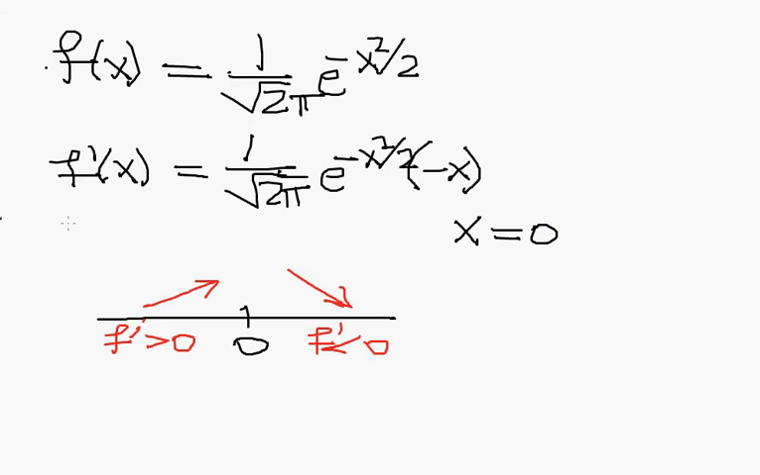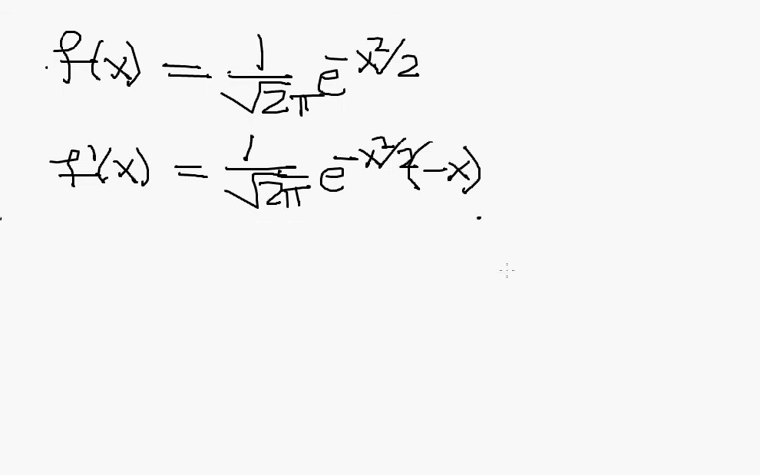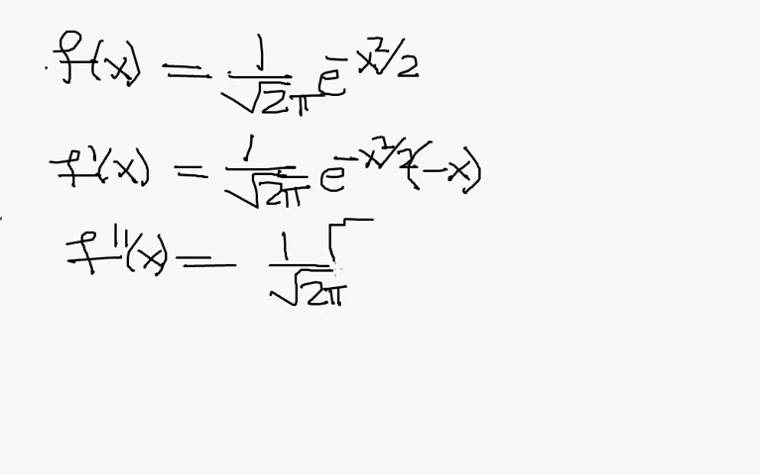Now let's talk about how to find the points of inflection. To figure out the points of inflection, we take the second derivative and set the second derivative equal to 0. So the second derivative, by the product rule, that's equal to, well, let's see, the 1 over square root of 2 pi is just going to come along for the ride. So I'll just factor that constant out.